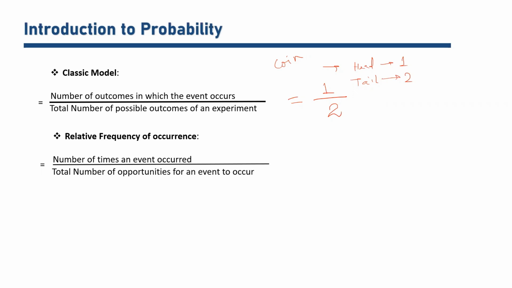Okay. Next is the relative frequency of occurrence. It's actually the same. We'll see this whenever we have measurements. Whenever we say that we are going to draw 2 balls out of a bag, it means the number of times an event occurs, it will occur 2 times, and the total number of opportunities for an event to occur, the total number of balls in that bag is, say, 10. So we can say 2 by 10. We'll come to the relative frequency part later. It is actually a little different from the classic model.